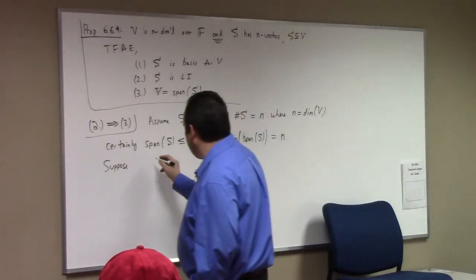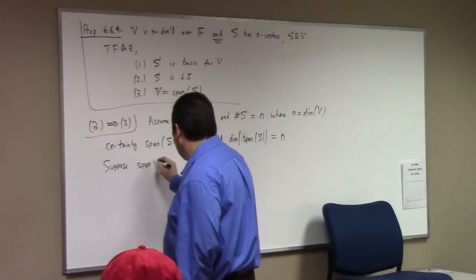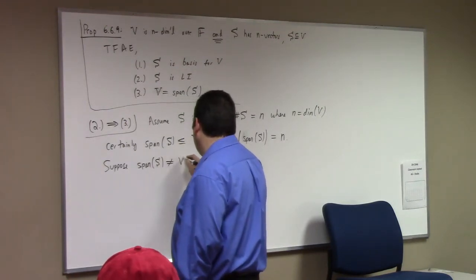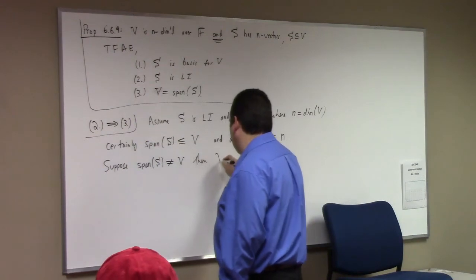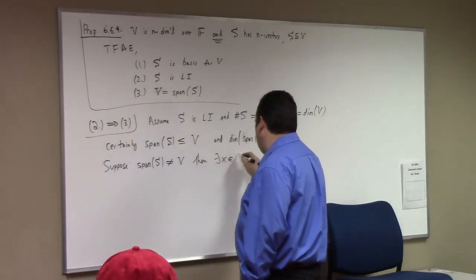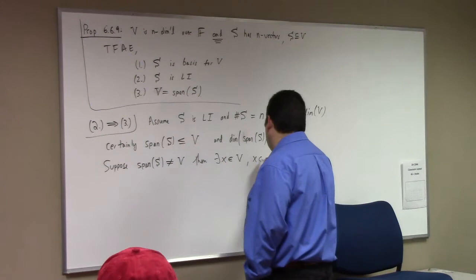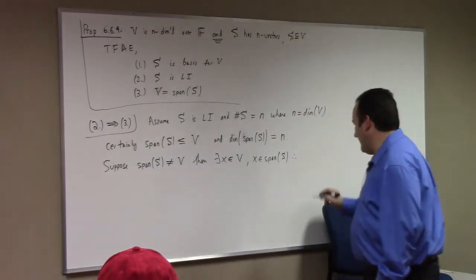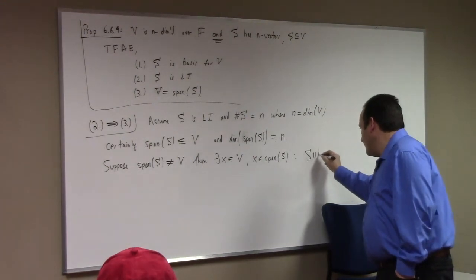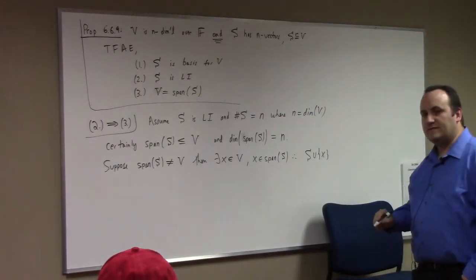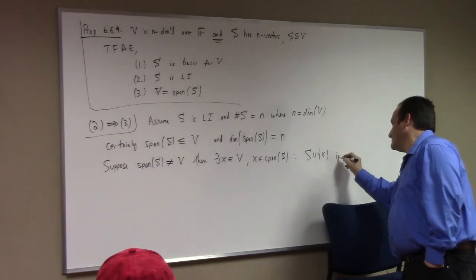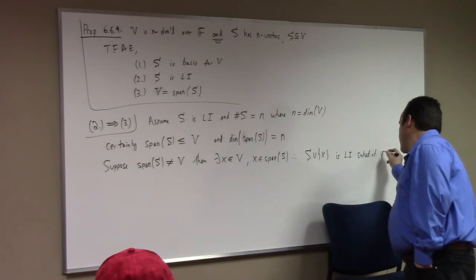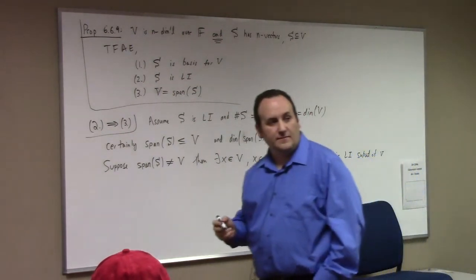How about this? Suppose span S is not equal to V. Then there exists x in V with x not in the span of S. And what's that say? That says that S union that extra vector x is linearly independent, a subset of V. This is very troubling because we just found, yep.